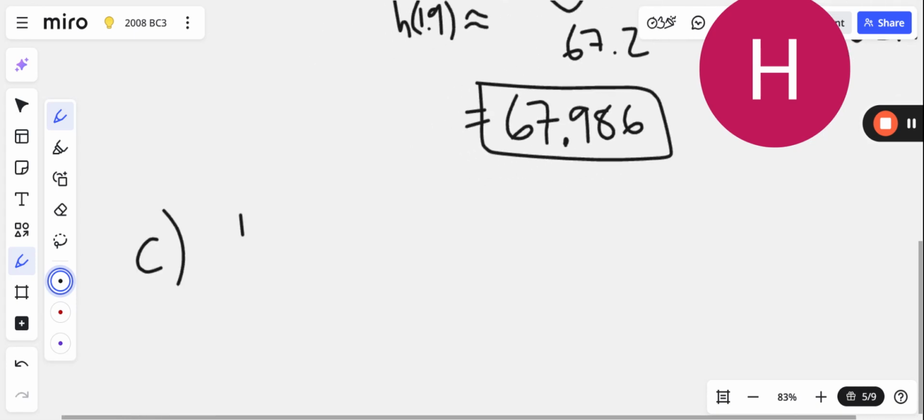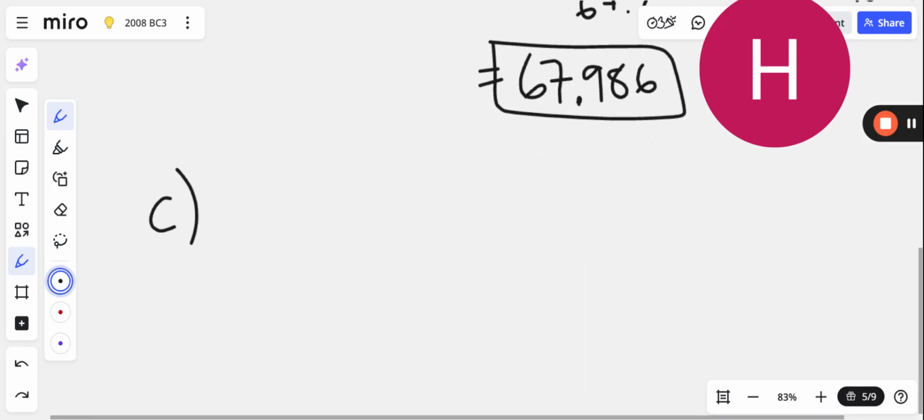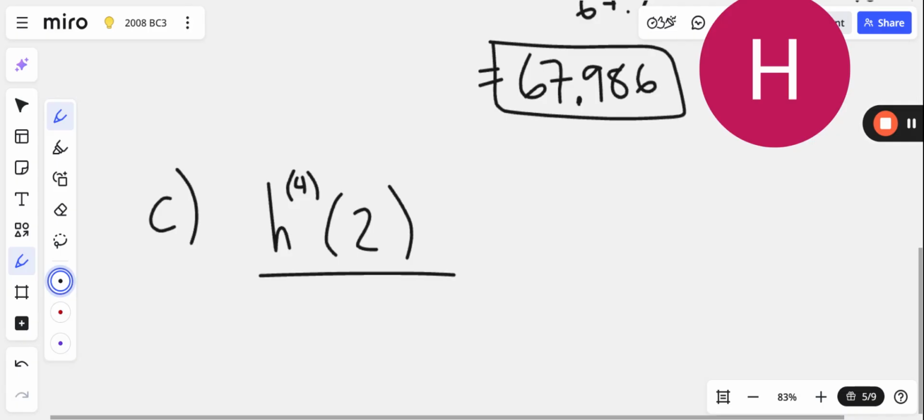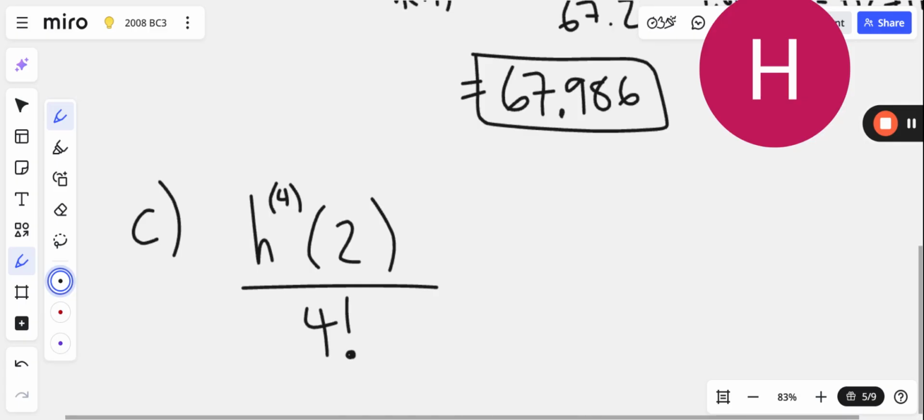Let's take a look at what the fourth term would be. In the Taylor polynomial, we would be using the fourth derivative at 2 over 4 factorial times x minus 2 to the fourth. That would be the term.